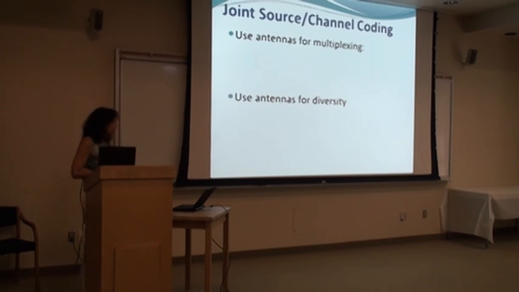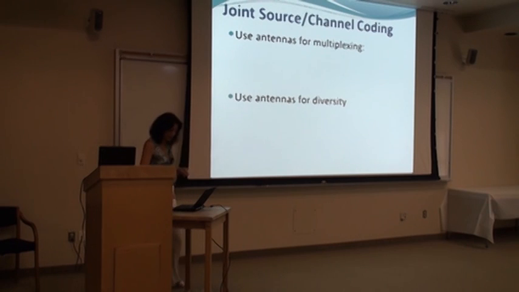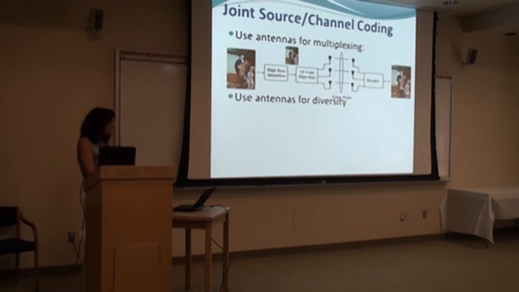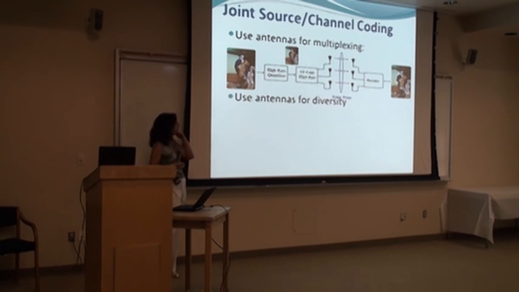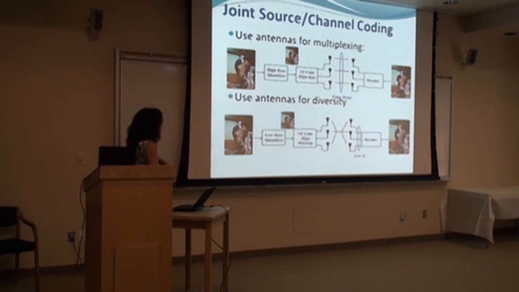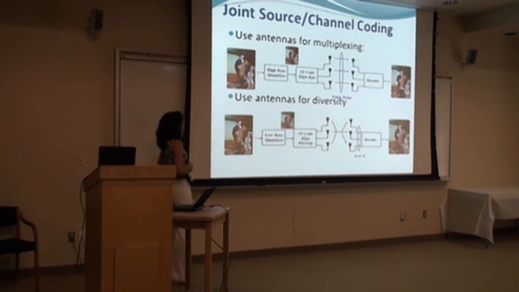Okay, so now I want to talk a little bit about source and channel coding under this diversity multiplexing trade-off. My Stanford students have seen this before. I apologize, but that's okay. Now I'm trying to send a source, say it's an image, over this multiple antenna system. And again, the question is, I can use my antennas for multiplexing or diversity.